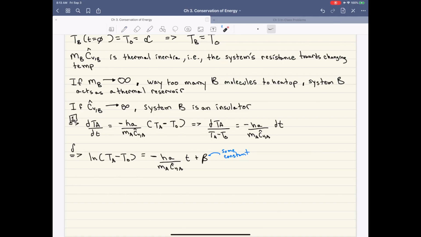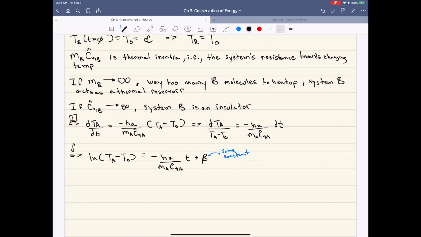Also, just to remind you, when you have 1 over temperature, your integral ends up being a natural log. So make sure that whenever you get integrands in this form, that you integrate it correctly. Okay?